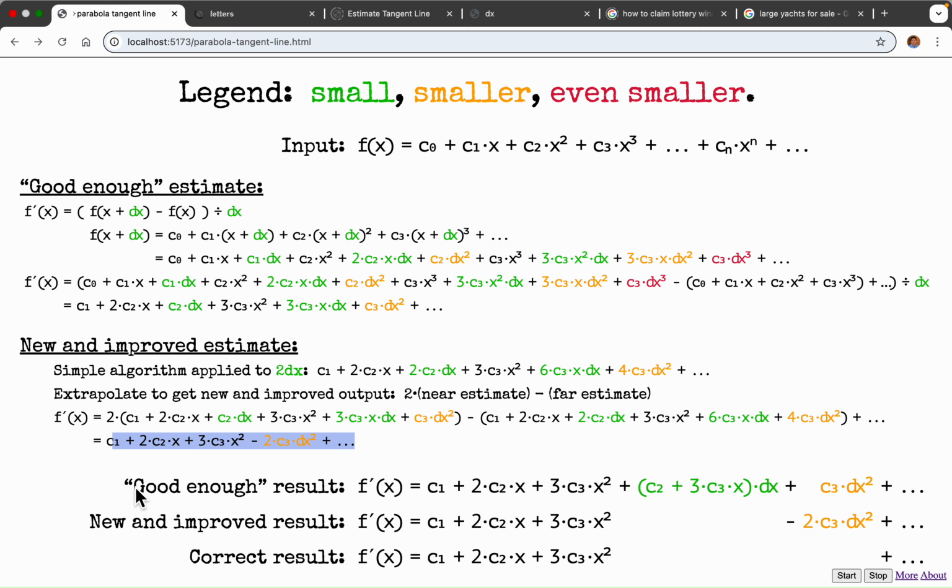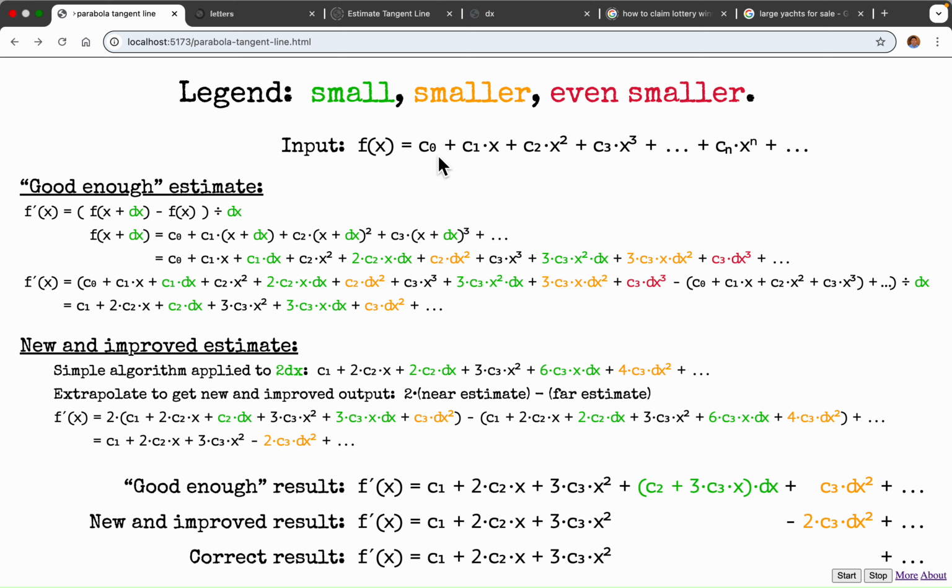So let's put all this back into context. This was the original good enough result. And notice these small things here. There's dx's and dx squareds. And then here's the new improved result. Very similar, except there's no dx term and a slightly different dx squared term. And then the correct result. This is what the derivative should look like.